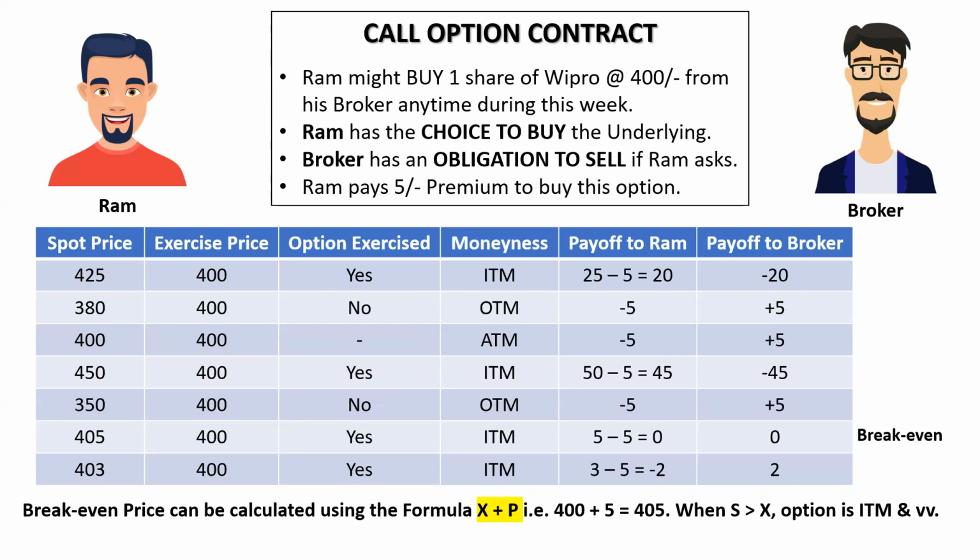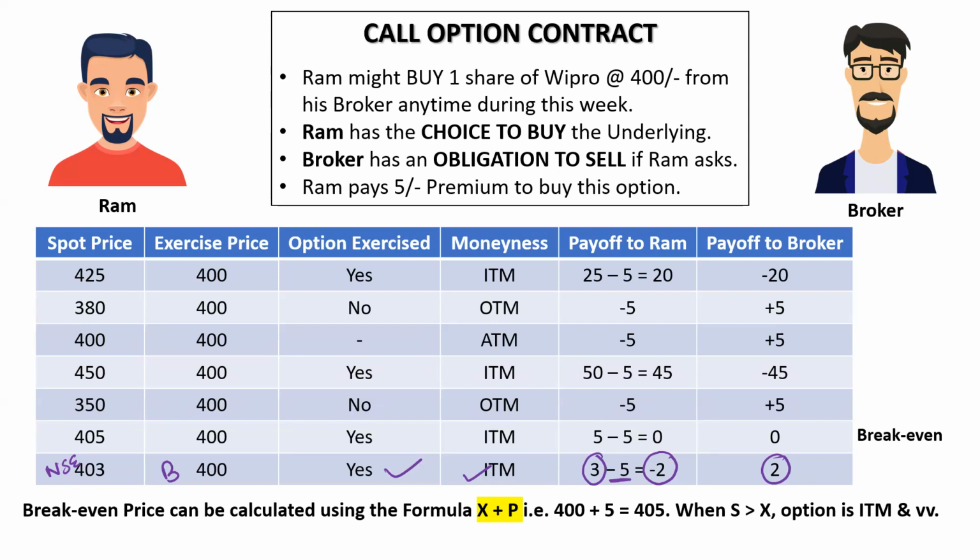What if the price is 403? Now you get to buy it in the NSE at 403. From the broker, you get to buy it at 400. So obviously you are going to exercise the option because you are getting it cheap. Even if you are getting it 1 rupee cheap, it is still cheap. The spot price is greater than the strike price. It is an in the money option. You're making a profit of 3, but you have paid a premium of 5. So here you're making a small loss of 2 rupees. The broker is making a profit of 2 rupees.